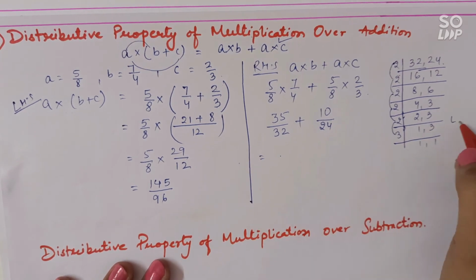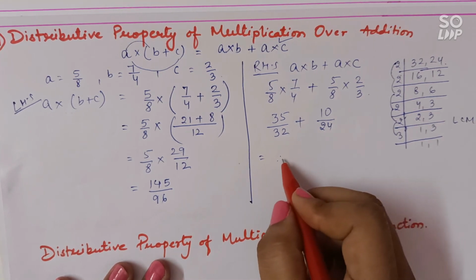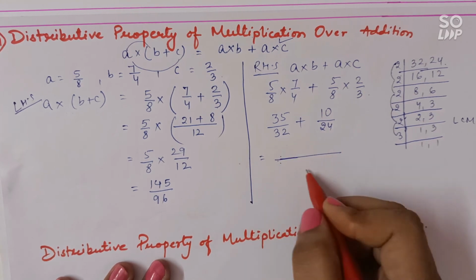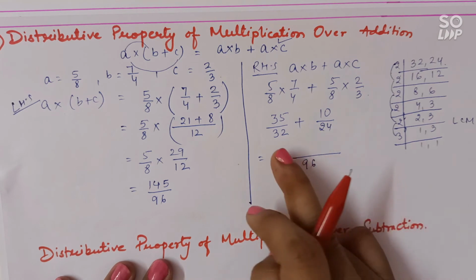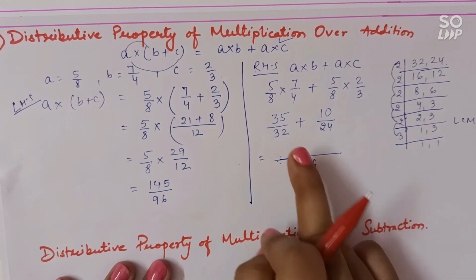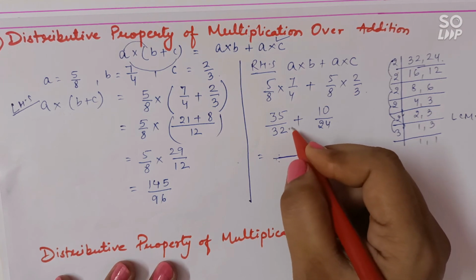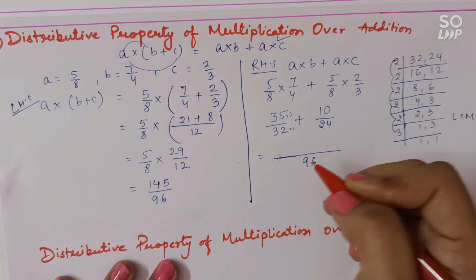So our LCM is 96. So we'll copy down the LCM. So let's see how we are going to solve it. So here 96 will write. How much we are going to multiply with 32 to get 96? I think 3. So 32 into 3 will multiply. So here same number we will multiply. Here also we'll have 105.